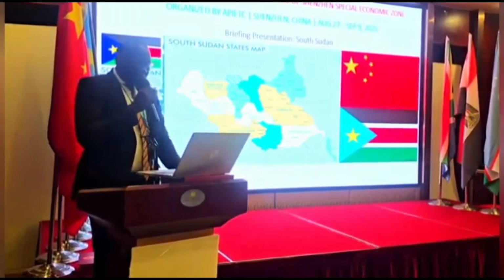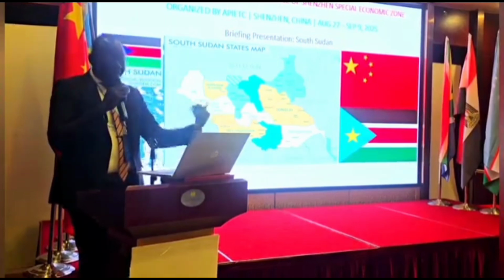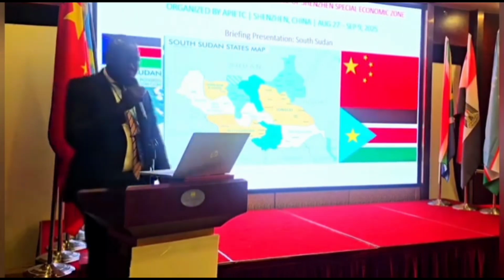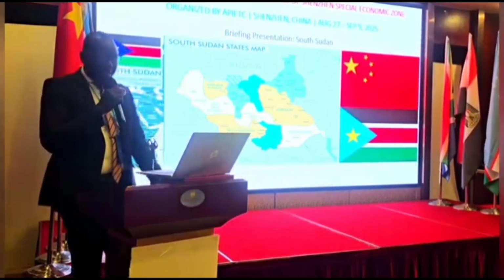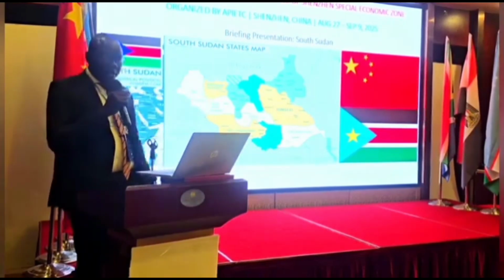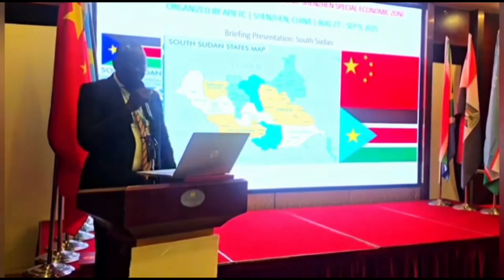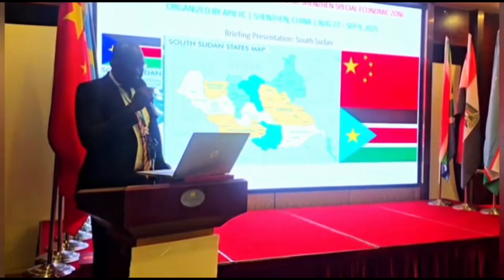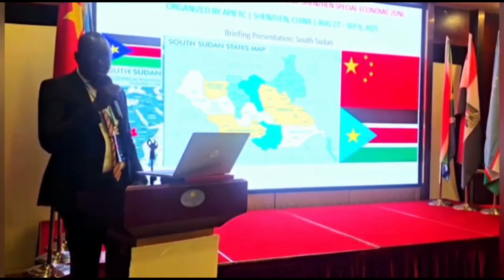Overview. Geographical location: located in Northern Africa, as you heard from Uncle Kalaman before, bordered by Sudan, Uganda, Kenya, Ethiopia, DRC, that is Democratic Republic of Congo, and the Central African Republic.